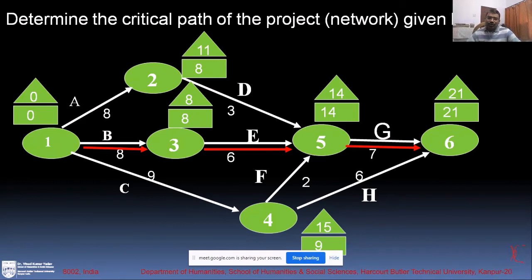So you can very easily understand how to determine the critical path. You can understand that these are the B, E and G activities. The project should follow the B activity, E activity and G activity. By these activities you can get the optimum network and optimum time.